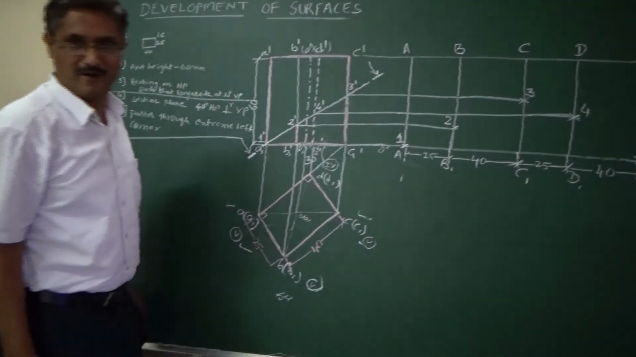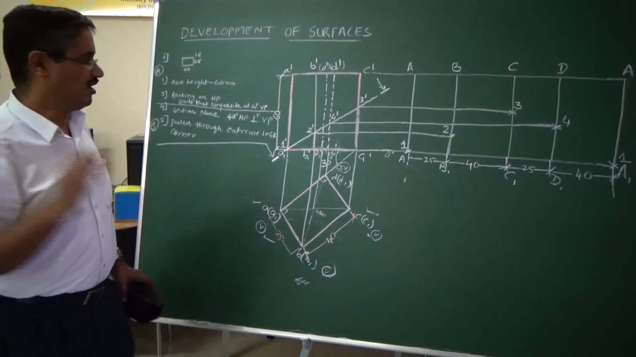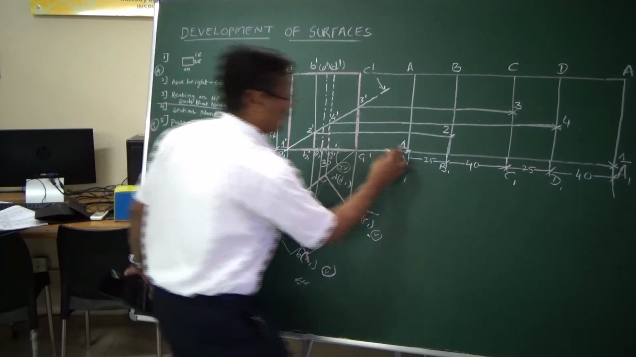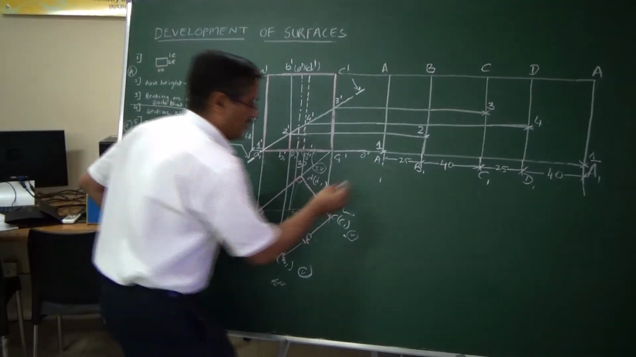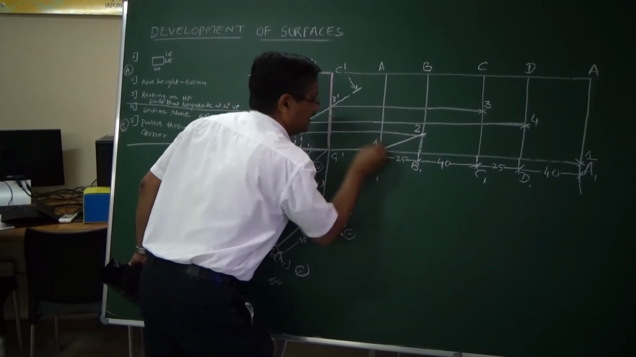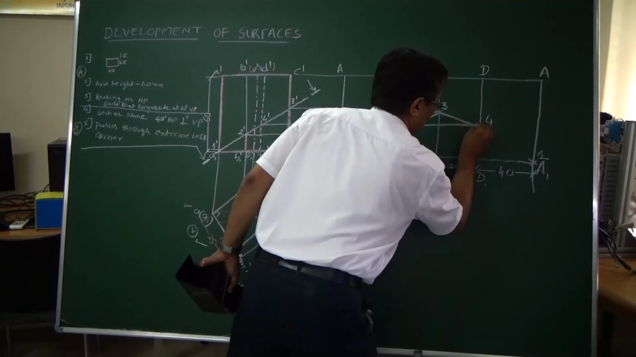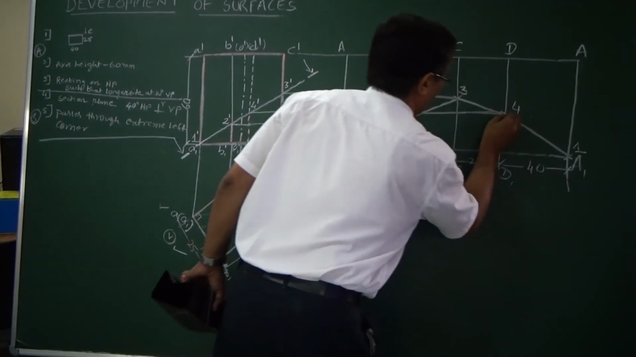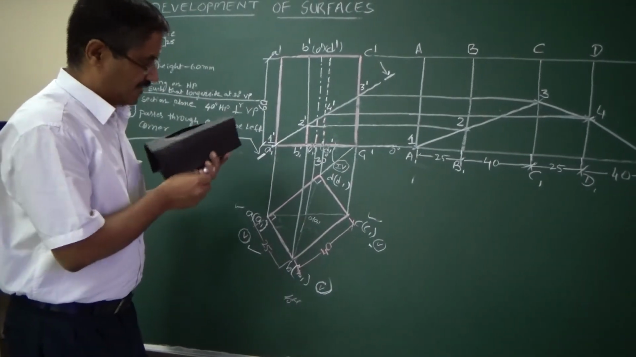That is very, very important. Don't leave that. Sometimes students will leave the last one. That should not be done. You have to draw this and this. That is important. Now after drawing this, take a scale and draw straight lines from 1 to 2, 2 to 3, 3 to 4, and 4 back to 1. So you will be getting a shape like this.